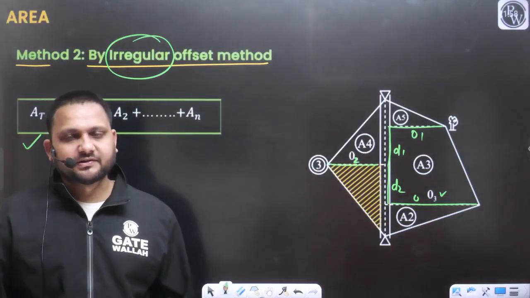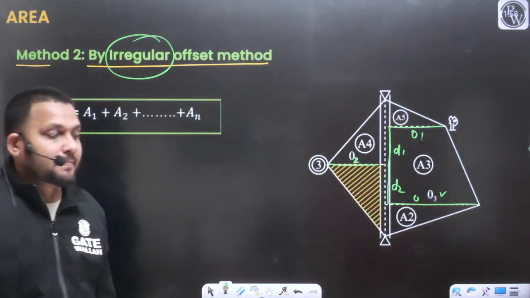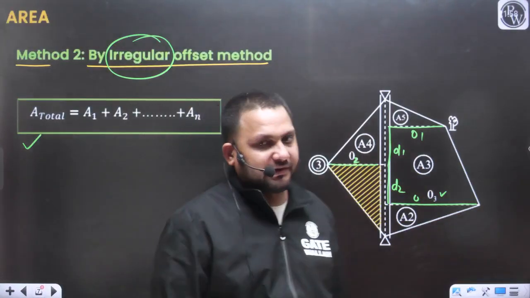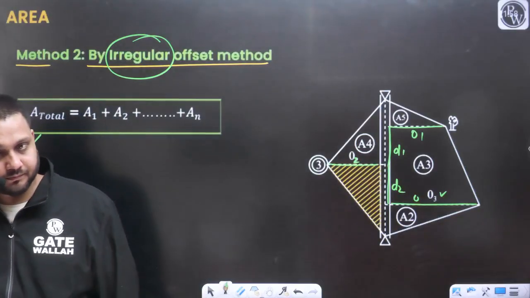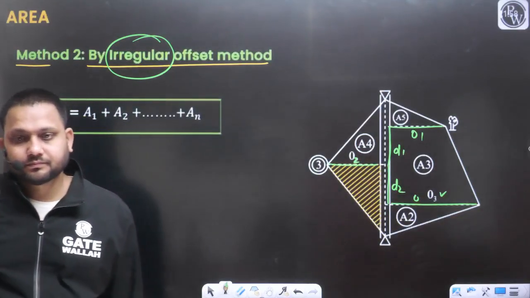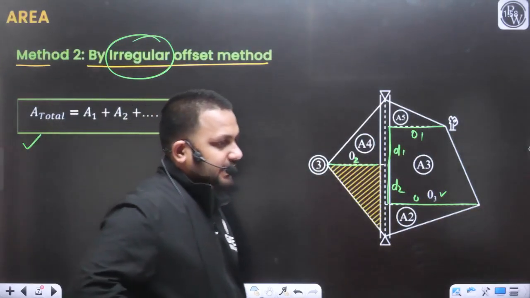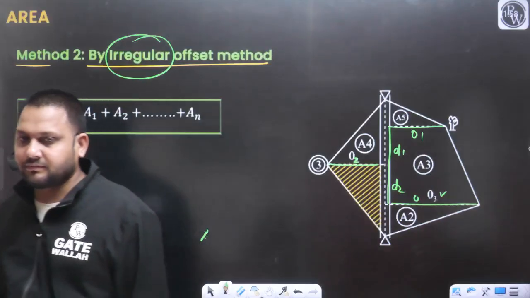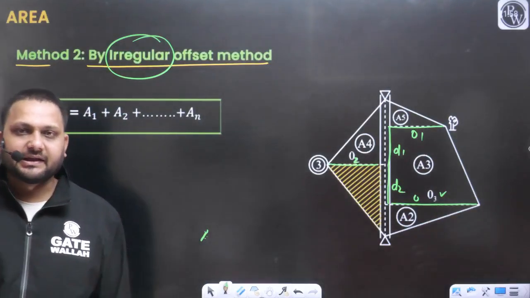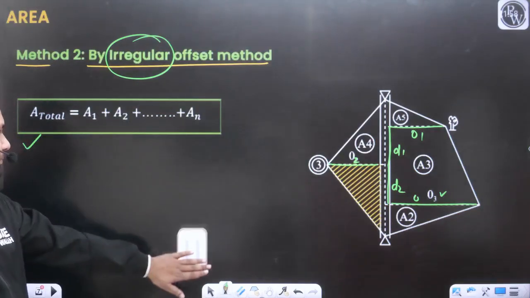I hope this point is clear to everyone, yes or no? Everyone please confirm in the chat box how we can calculate the area by taking the irregular offset. Clear? Very good.